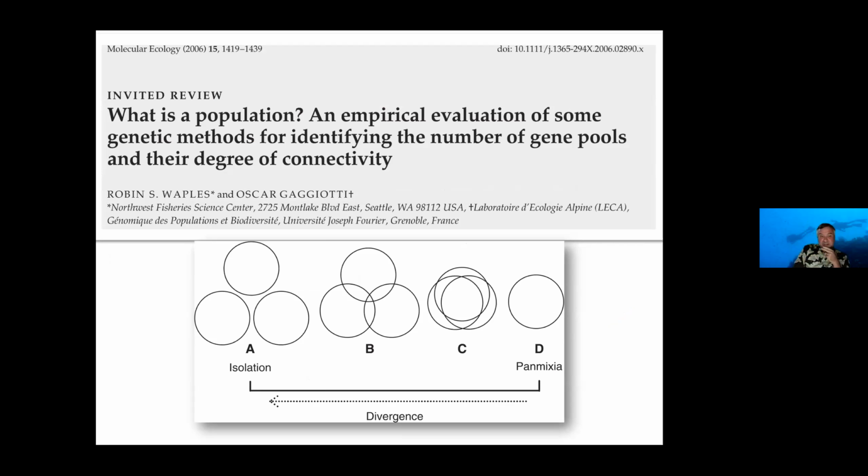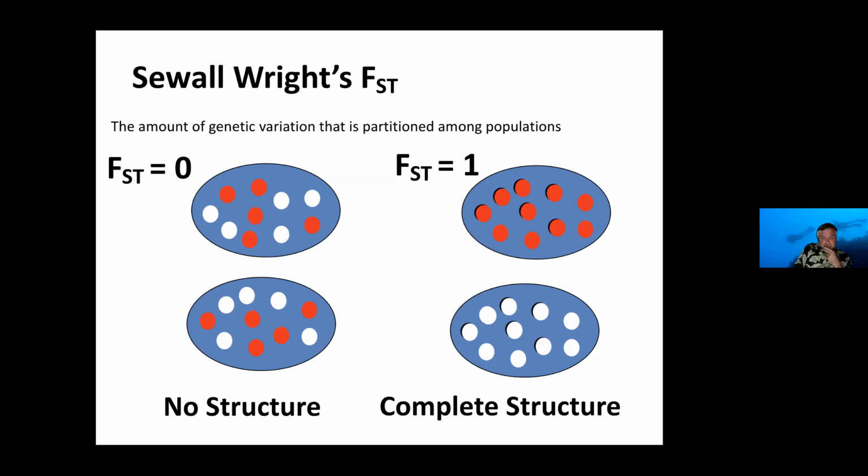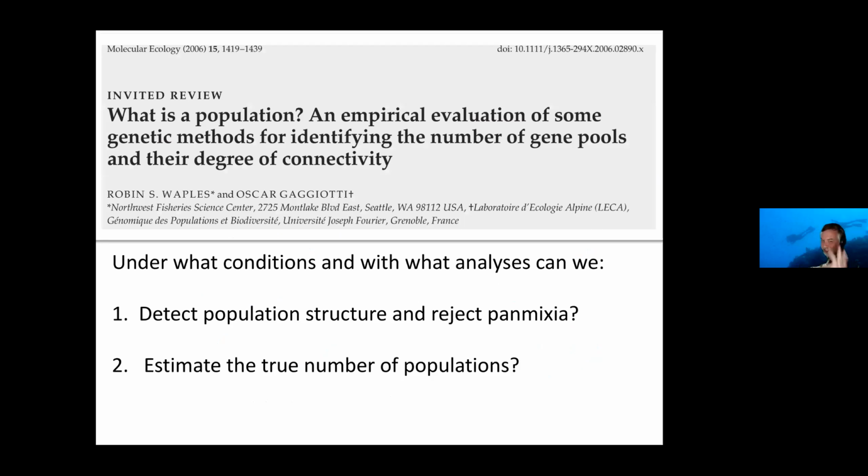tried to identify what is a population. And he did a bunch of simulations where he looked at different methods and whether they can detect population structure and reject panmixia, and whether they can estimate the true number of populations. So just to remind you, FST, when you're looking at allele frequencies, FST of 0 looks like equal distribution of alleles. FST of 1 is where alleles are completely segregated. And what Robin didn't do is he didn't simulate into the Whipple zone.